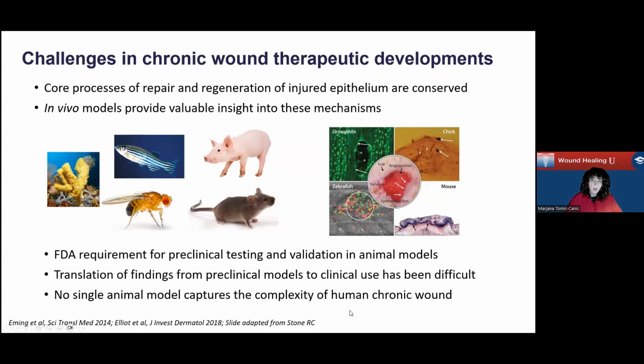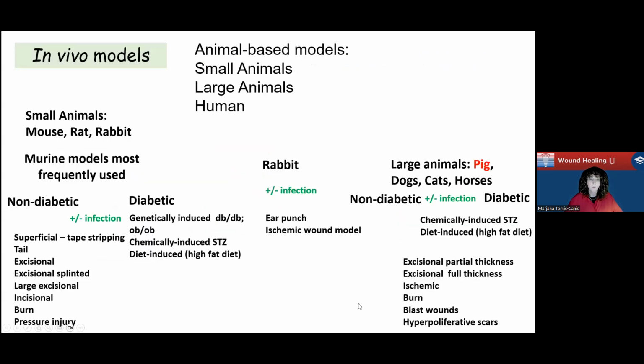Challenging, of course, in chronic wound therapeutic development is that the core processes of repair and regeneration, as I mentioned, are conserved, and the in vivo models provide valuable insights into these mechanisms. There is an FDA requirement for preclinical testing and validation in animal models. FDA requires this, although what they want is really the safety aspects of that. Translation of findings from preclinical models to clinical use has been difficult, and this is because no single animal model captures the complexity of a human chronic wound.